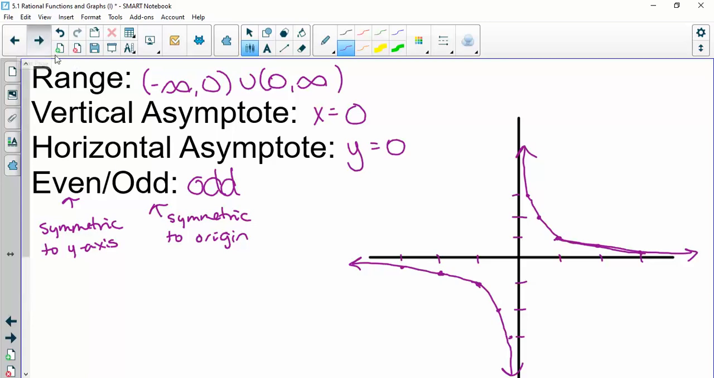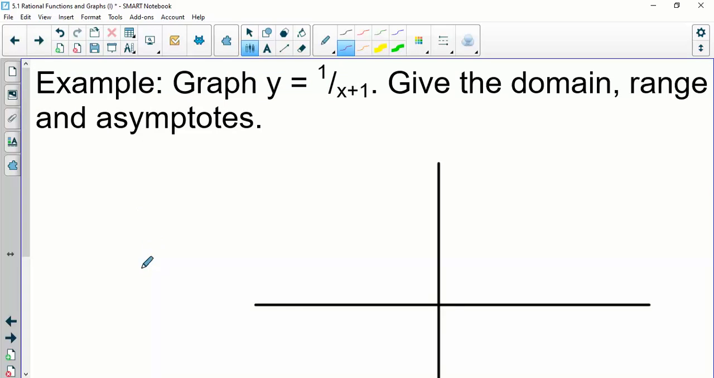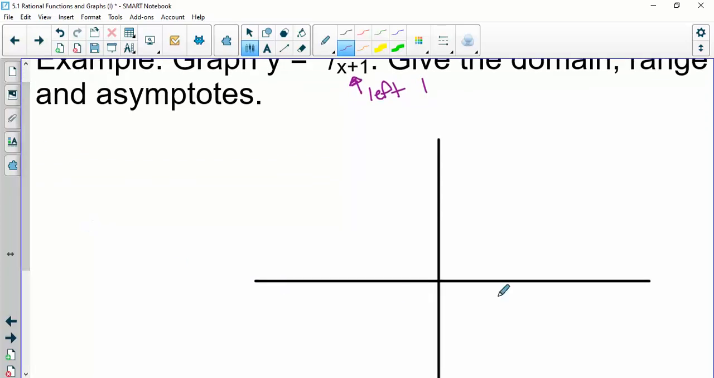Let's graph a couple more. So we're going to use transformations. We know what our parent function looks like. It's that 1 over x. What would this plus 1 do to my graph? Shift it left. I mean right one. Left. You were right the first time. When you add to the x, it goes to the left. Okay.